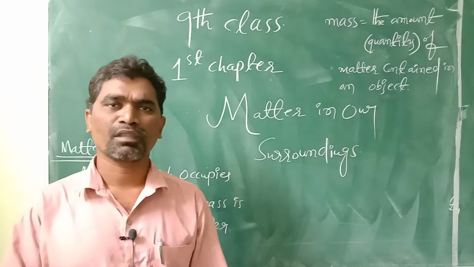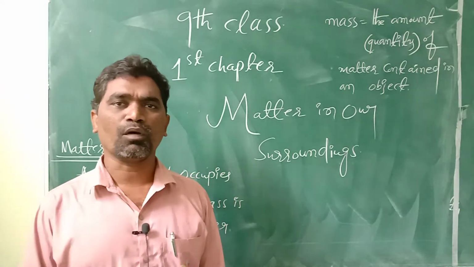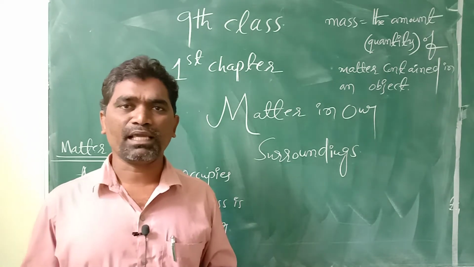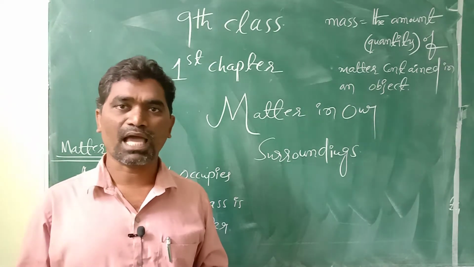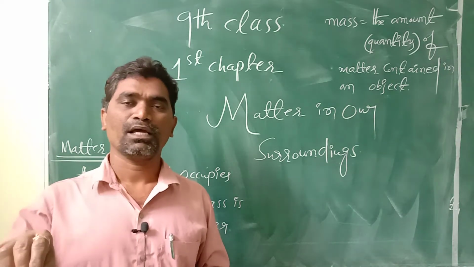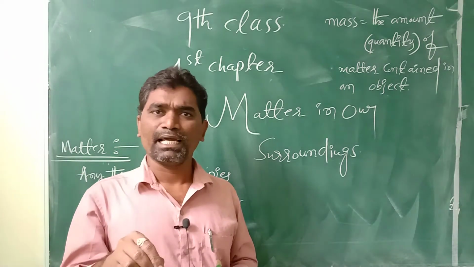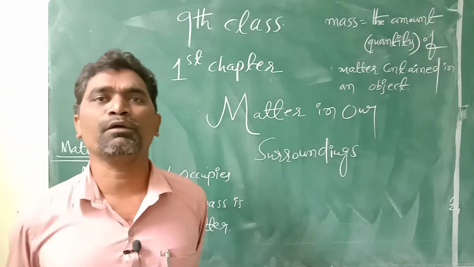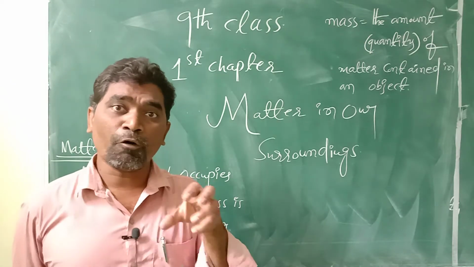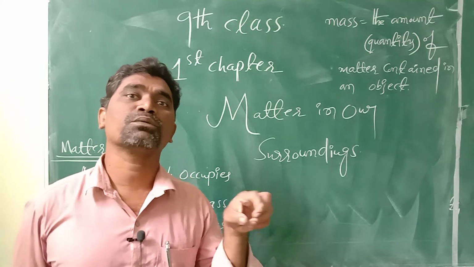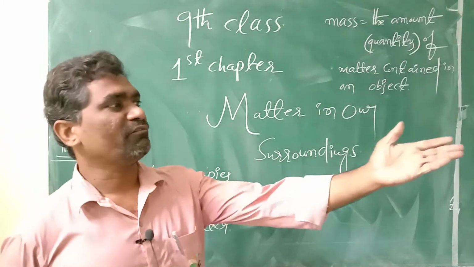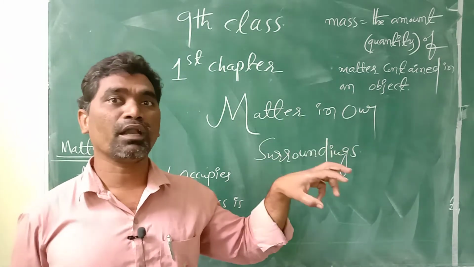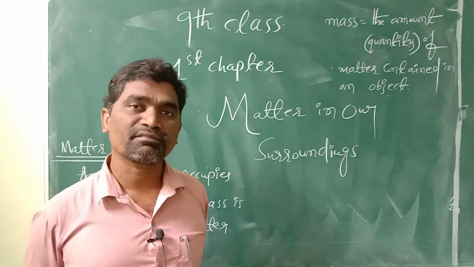For example, take a chair. If we keep a chair on the floor, it occupies some space and has mass. A plastic chair has some amount of plastic, and that amount of plastic is the mass of the chair. For a wooden bench, the amount of wood is its mass. For doors, the quantity of wood is the mass of the door.